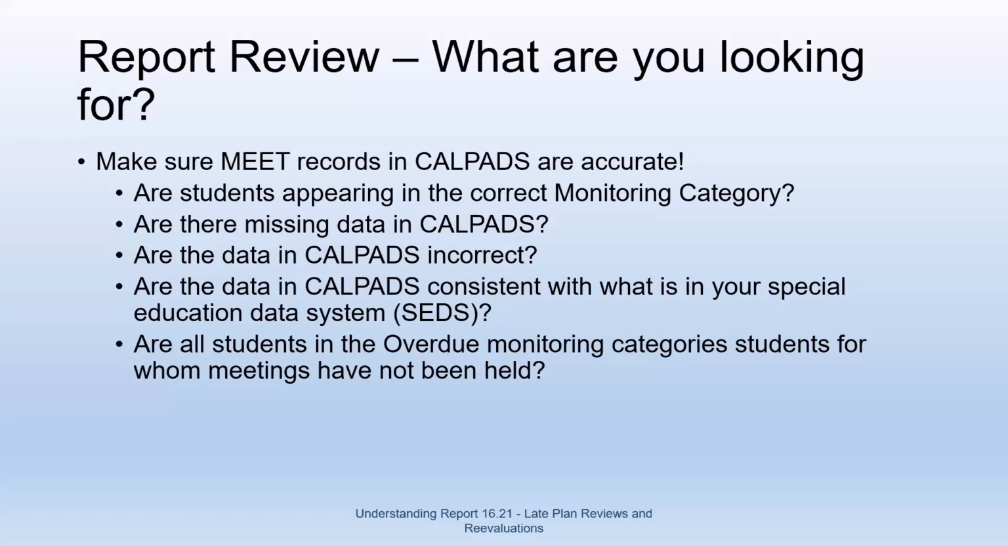So what we're looking for is, are students appearing in the correct monitoring category? Are there missing data in CALPADS? Or is the data in CALPADS incorrect? Are the data in CALPADS consistent with what's in your special education data system? And if a student is in that overdue monitoring category, is it really appropriate, and have the students' meetings truly not been held? Okay, that's what we're looking for.